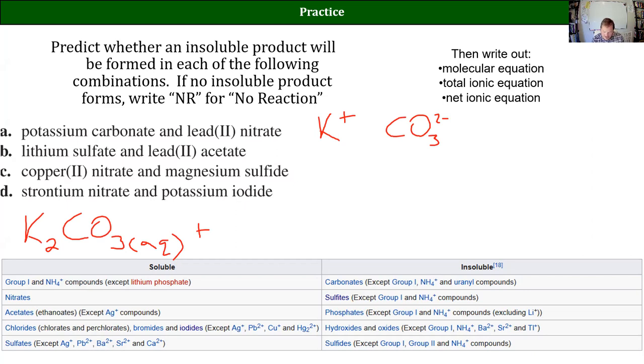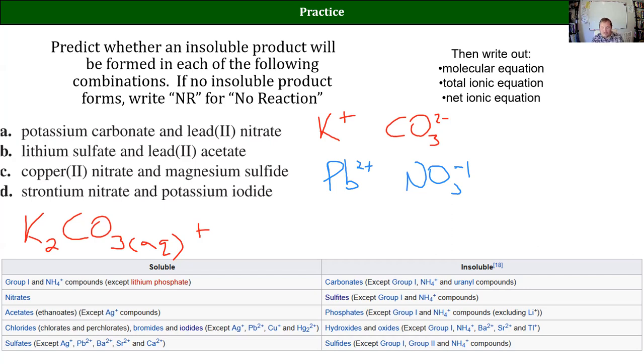And then lead 2 nitrate. The 2 is referring to the charge on the lead, right? And if we remember that nitrate is NO3 with a negative 1. This is one reason why it winds up being beneficial to have your polyatomic ions memorized, because that way you don't wind up having to juggle 4 different sheets of paper, a periodic table, solubility rules, list of polyatomic ions, all just to write out this one reaction.